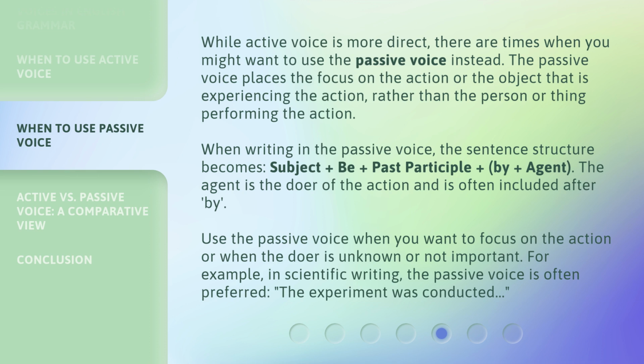The agent is the doer of the action and is often included after by. Use the passive voice when you want to focus on the action or when the doer is unknown or not important. For example, in scientific writing, the passive voice is often preferred. The experiment was conducted.